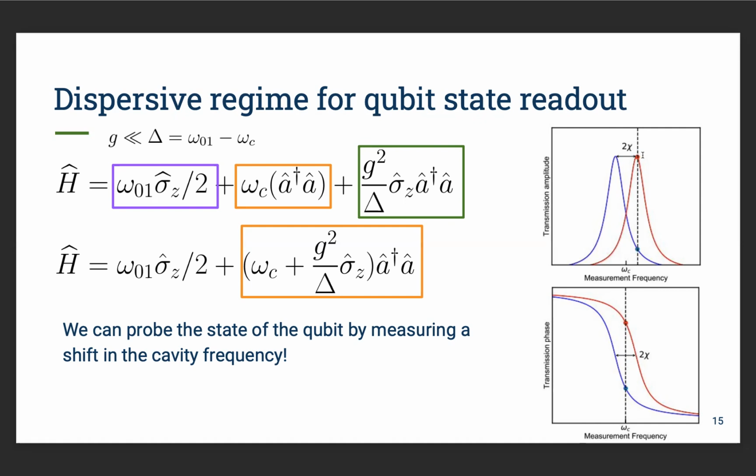The main condition to write this Hamiltonian is that there's a dipole interaction between the qubit and the cavity, and that you're in this dispersive regime, because really you have to do an expansion where g over delta is a small parameter.